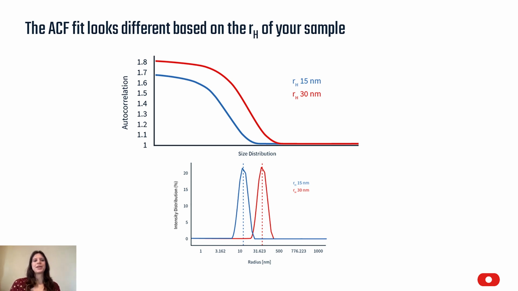Okay, so now that we understand where the data comes from and what it looks like, and we've seen a few examples of what it's telling you about your samples, let's take a look at 3 real-life examples of where dynamic light scattering is helpful in characterizing candidates and conditions.